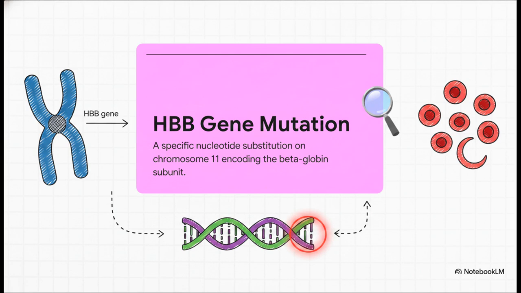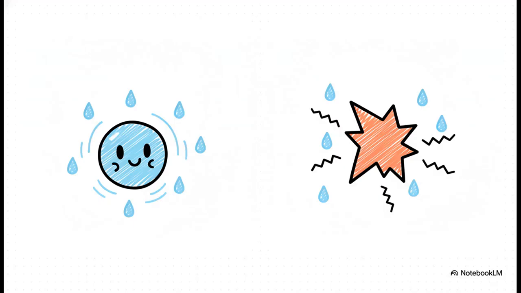Now, why on earth does this specific gene matter so much? Well, it acts as the exact instruction manual for the beta-globin subunit of hemoglobin, that absolutely vital protein in your blood that carries oxygen everywhere. The entire foundation of this disease rests on one incredibly precise nucleotide substitution inside that manual. And this brilliantly illustrates the exact problem.